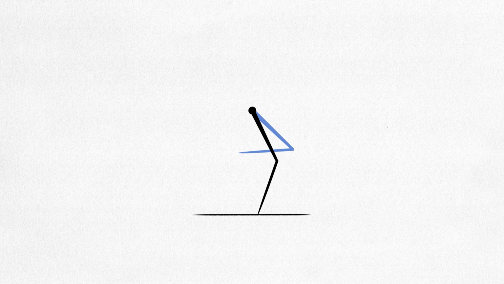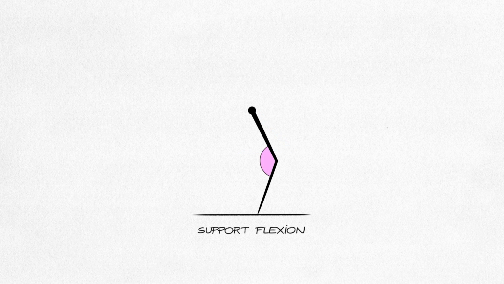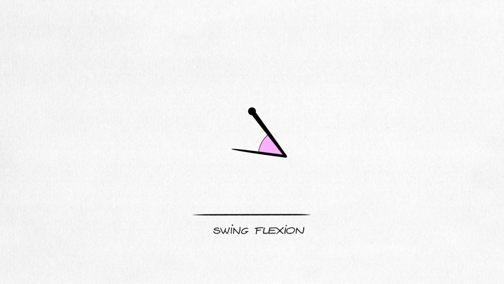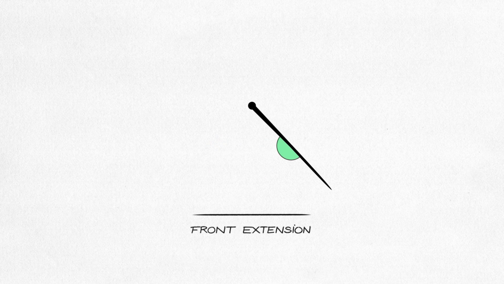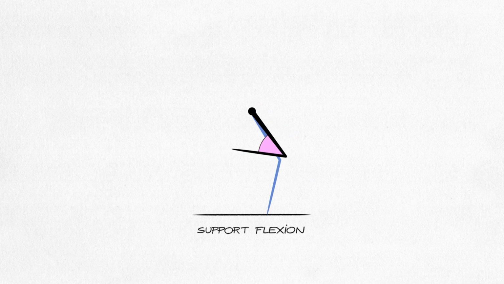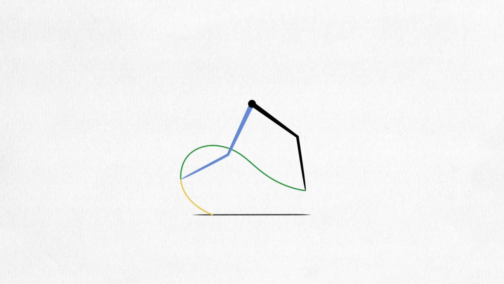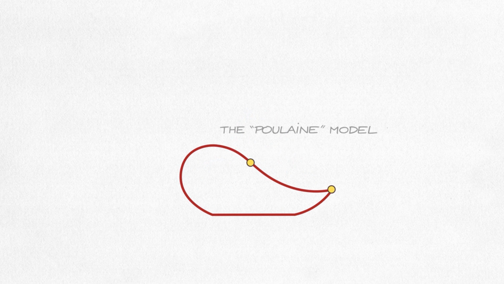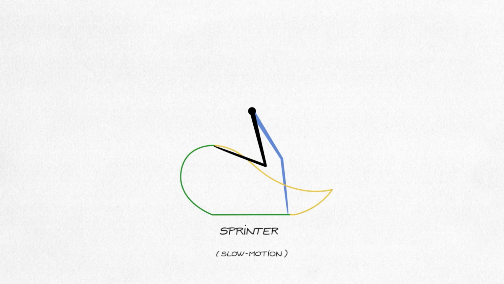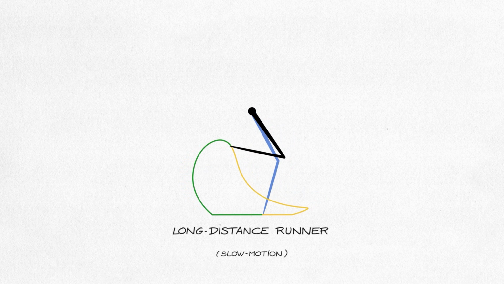By analyzing a run movement step by step, we can distinguish the following movements: support flexion, rear extension to propel the body forward, swinging flexion, and front extension to increase step length. Support flexion, propulsion, swinging flexion, front extension. These four movements form a model with two inflection points, suitable for a sprinter. The French call this shape a pull lane, after a medieval shoe it resembles. A long-distance runner would have slightly different proportions, with more emphasis on propulsion.